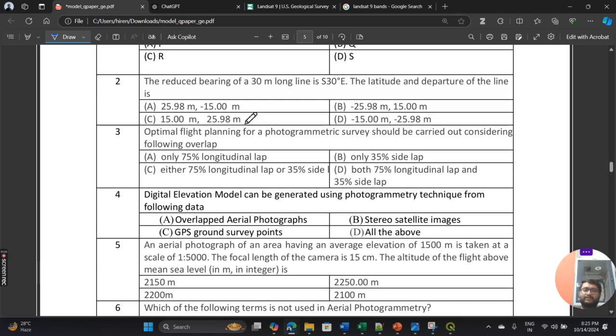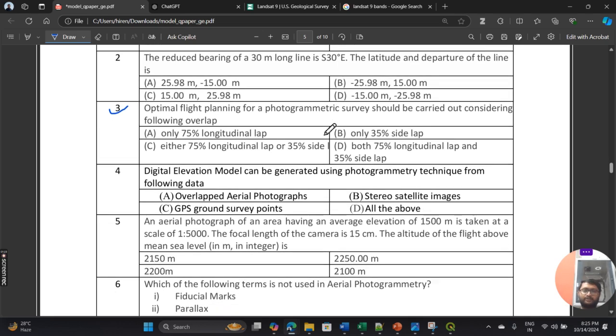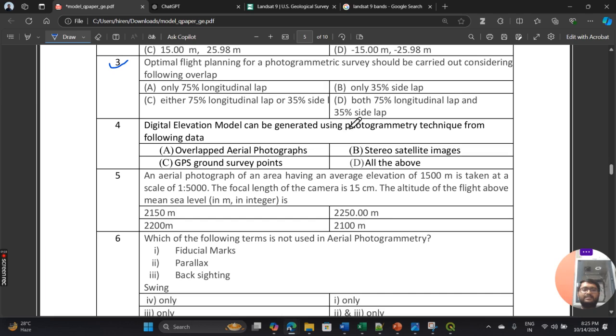These are the questions from survey, and we have discussed optimal flight planning for photogrammetric survey. How much overlap should be considered in the longitudinal and side lap? You can go through those numbers. Then digital elevation models can be generated using the photography technique from the following data. In the second week, we used stereo images: if we have two images taken from different angles, we can generate the digital elevation model from that. This is also true if we have ground data collected using GPS, then also we can convert to a DEM. So the answer is all of the above.